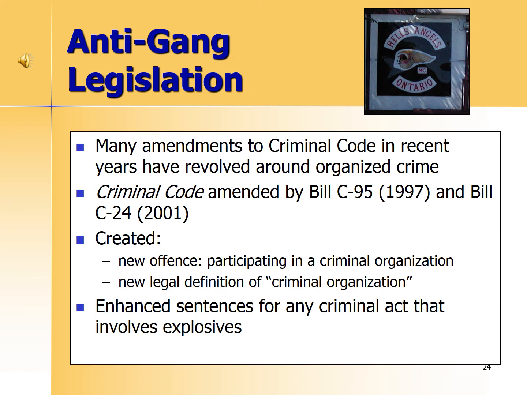Some very well publicized amendments were made in the early part of this century, back in 2001 and earlier in 1997, and these were basically amendments to the criminal code that revolved around organized crime. In 1997, the government introduced Bill C-95, and then in 2001, the government introduced Bill C-24. And basically, these amendments created a new offense, participating in a criminal organization. And it actually included a new legal definition. In this case, it defined what was meant by a criminal organization.